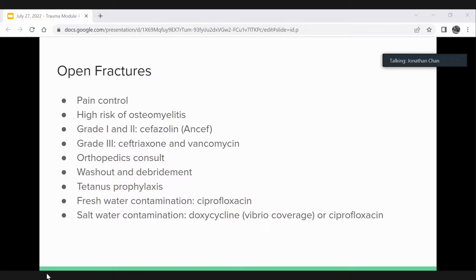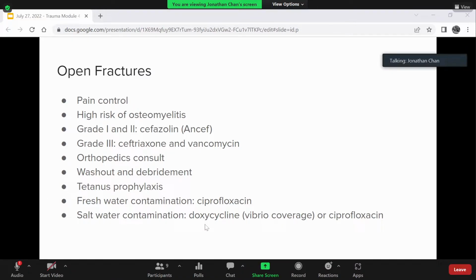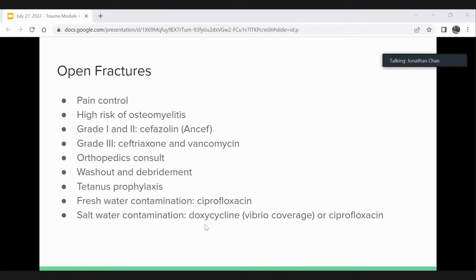A couple interesting notes: if the patient has an injury with some fresh water in it, you can consider giving ciprofloxacin to cover for some of the bacteria found in fresh water. And if they have saltwater contamination, then you want to consider doxycycline in order to cover for bacteria like Vibrio.